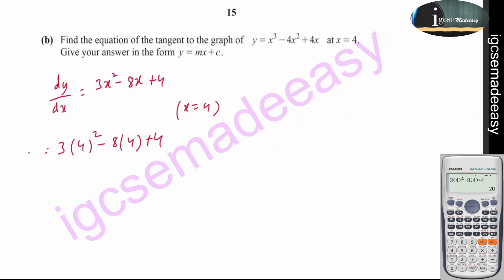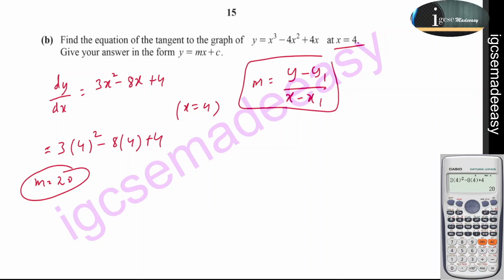So this is actually a gradient, right? If I differentiate and put the value of x, it will give me the gradient. So m equals to 20, correct? We also know one more formula for finding the value of m. We know that m is y minus y1 divided by x minus x1. This is one of the formulas for finding the m.